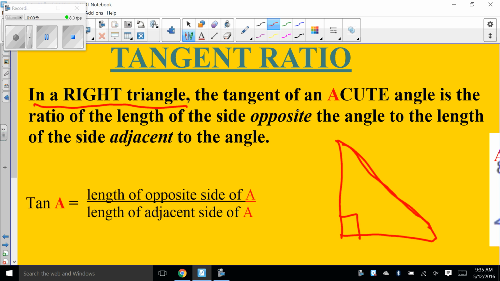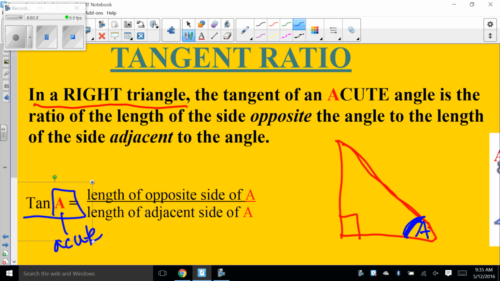in a right triangle, the tangent of an acute angle is the ratio of the length of the side opposite the angle to the length of the side adjacent to the angle. A whole bunch of stuff going on there. Here's the first thing you need to know: one of these is going to be an acute angle. You have two in there. Acute means it has to be less than 90 degrees. So we're going to call that acute angle A. What we do is take the tangent of that angle, and that has to be acute.